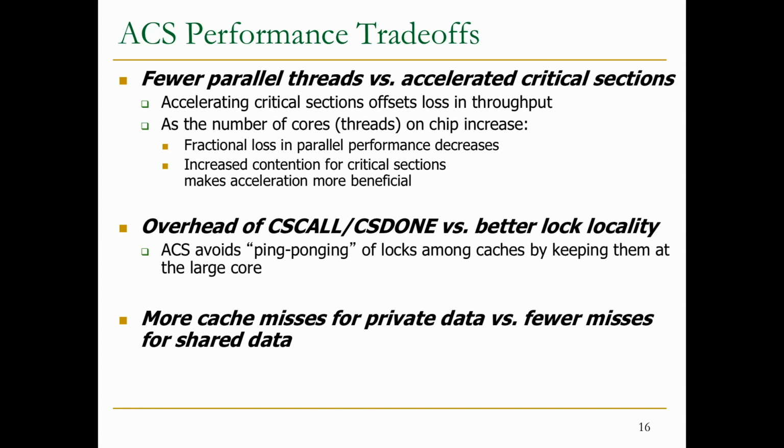Now this is the last one. You get more cache misses for private data versus fewer misses for shared data, because shared data stays in large cores, large caches. Private data needs to be communicated. Now the question is, which one is larger? Or which one is an easier or harder problem? We'll actually talk about this later on. Any guesses? Anyone who has done parallel programming? Do you normally have a lot of shared data? Do you normally touch a lot of shared data in a critical section? Or do you touch a lot of private data in a critical section?